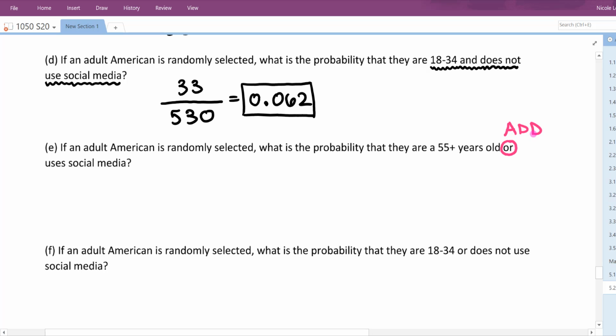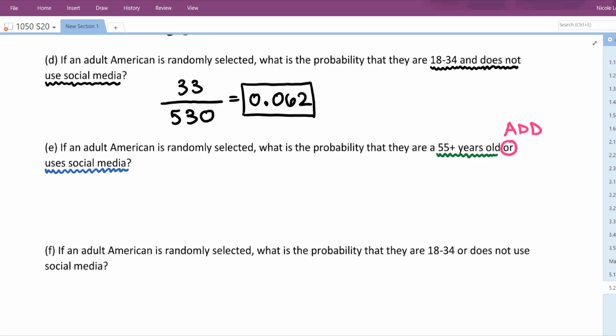And like before, if there's any sort of overlap, anything that they have in common, we're going to have to subtract that out. Our two groups here are 55 plus, and the other group is uses social media. We're going to add these two groups together, but again, if there's any overlap, anything they have in common, we'll subtract that out.